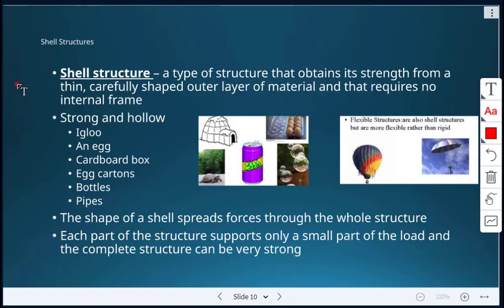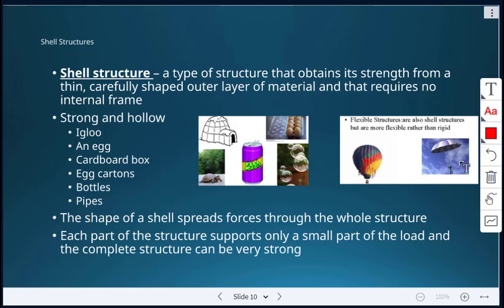And next we have shell structures. This is a type of structure that gets its strength from a thin, carefully shaped outer layer of material, and it doesn't require an internal frame. So it's strong and it's hollow. Examples include an igloo, an egg, a cardboard box, egg cartons, bottles, and pipes. The shape of a shell spreads the forces through the whole structure, but each part supports only a small part of the load. Then the complete structure can be very strong.